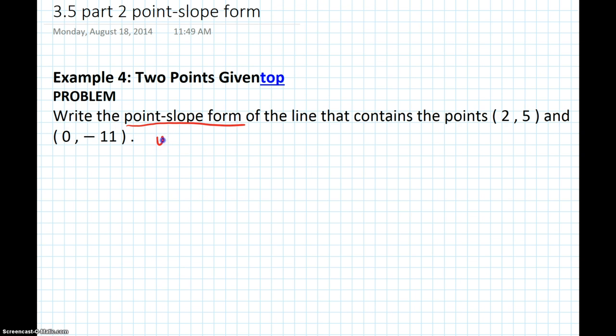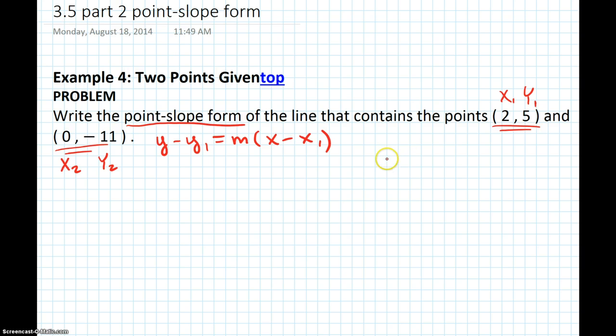Point slope form, hopefully you're getting more comfortable with that. That is this right here. That is the point slope form. We want to write the line that goes through these two points in point slope form. If you remember, for point slope form, we need a point and we need the slope. Here is one point, here is the other point. We can use either one of those points, but we do need the slope.